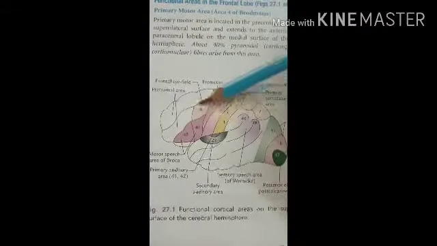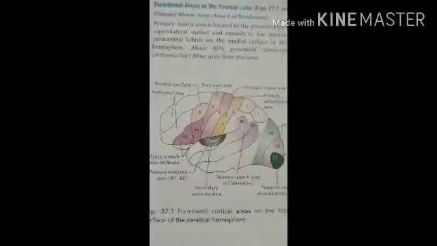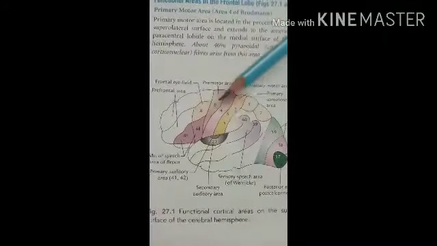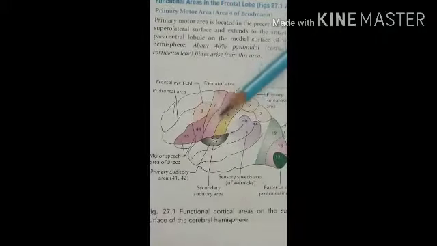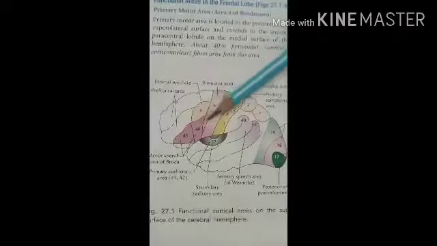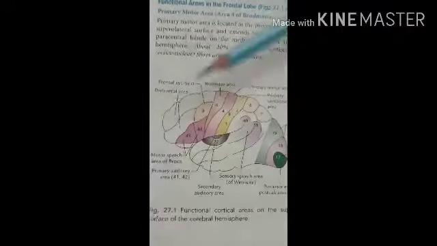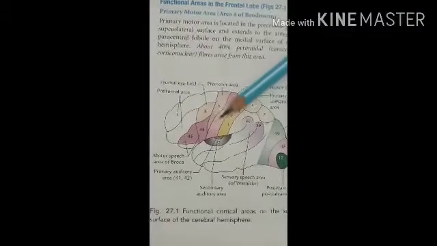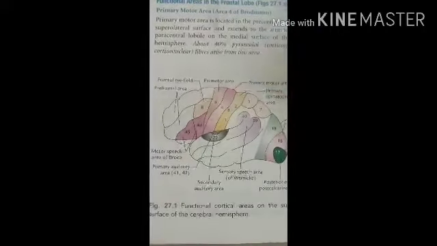Then the next is the frontal eye field or area number 8. This area, called the frontal eye field, is located in the posterior part of the middle frontal gyrus, and it is responsible for the conjugate movements of the eye to the opposite side. That is the main function done by area 8.